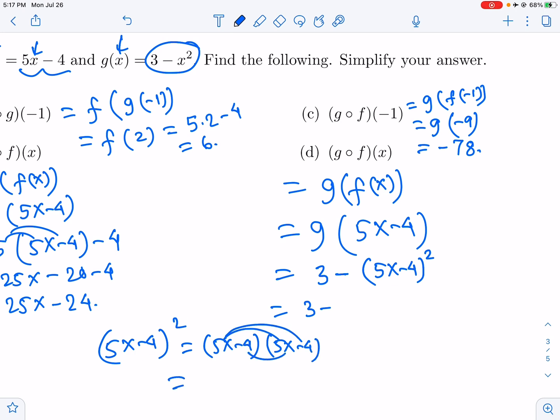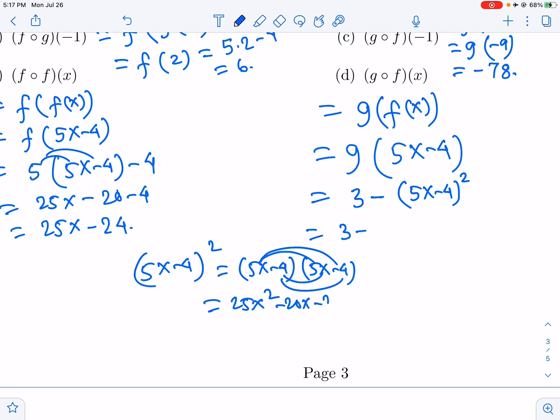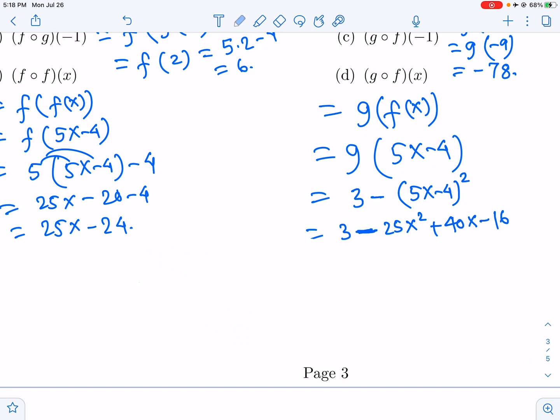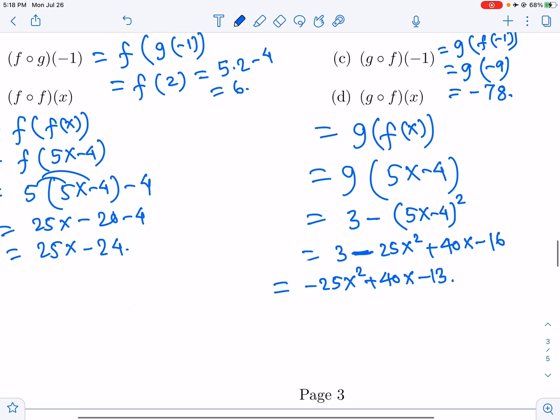FOIL, first multiply here. So 5x times 5x, 25x squared, minus 20x, here minus 20x, plus 16. So that is 25x squared minus 40x plus 16. And there is a negative sign here. We have to write parentheses around or distribute this negative. So negative 25x squared, positive 40x, minus 16, because this plus will be minus from that. Then we can combine 3 and negative 16, that's the only chance to combine like terms. So negative 25x squared plus 40x, and 3 minus 16 is negative 13, and that's how we find this value.